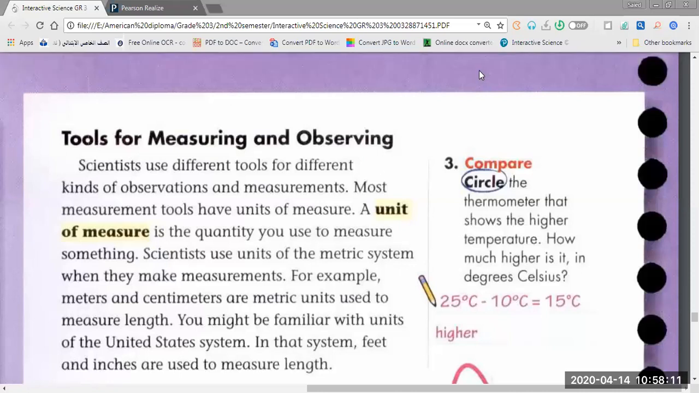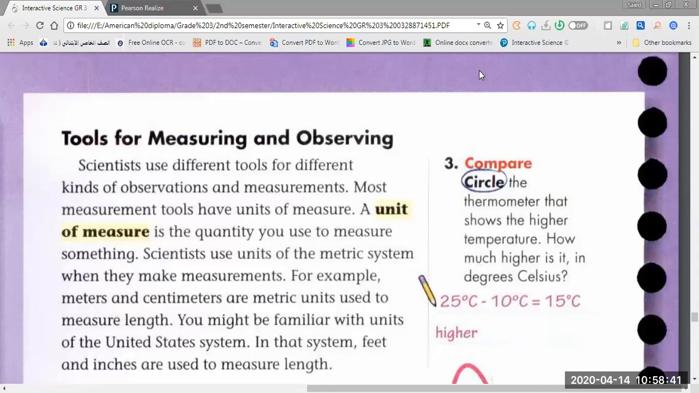Today, inshallah, we'll complete lesson 5. How do scientists use tools and stay safe? Lesson 5 in Skills Handbook, Part 1. We already started in this lesson, and we will try to take today, inshallah, another part in the same lesson.